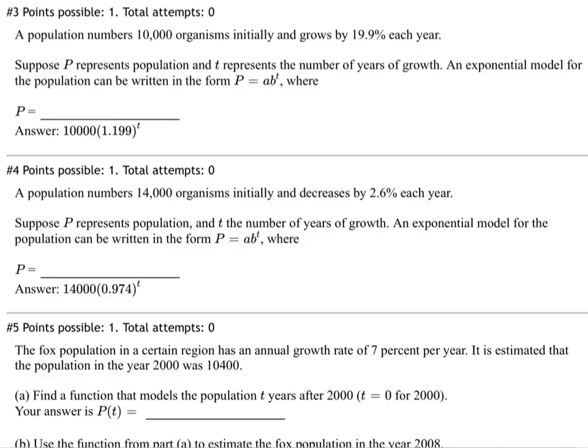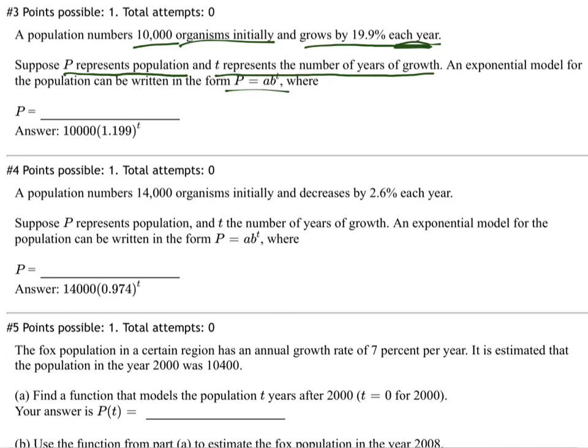All right, so that's kind of the introduction about what exponential functions generally do. They rocket up on one side, flatten out on the other. Now, we'll do a whole section on graphing in the next section, 6.2. But let's do some word problems involving exponentials now. So, a population numbers 10,000 organisms initially and grows by 19.9% each year. Suppose that P represents the population and T represents the number of years of growth.